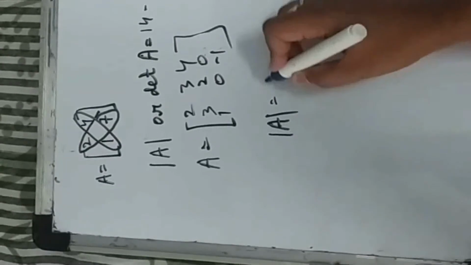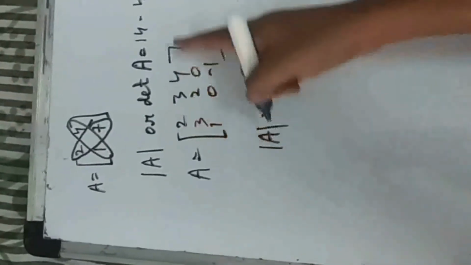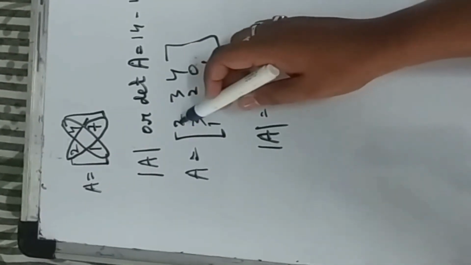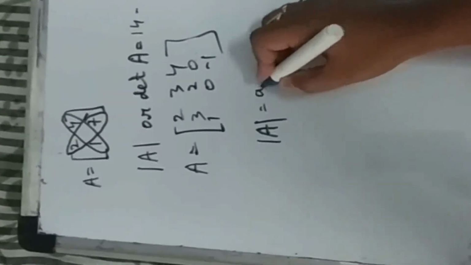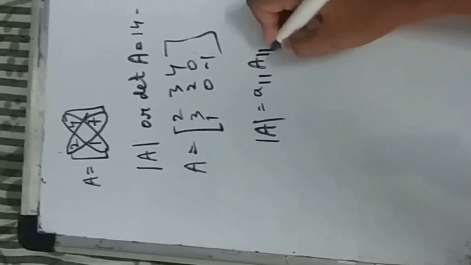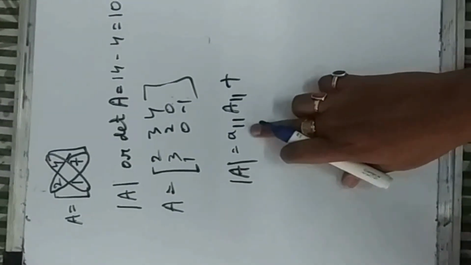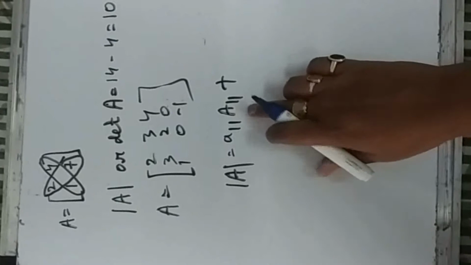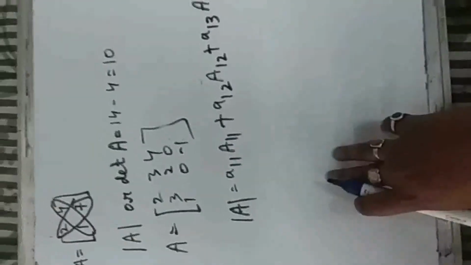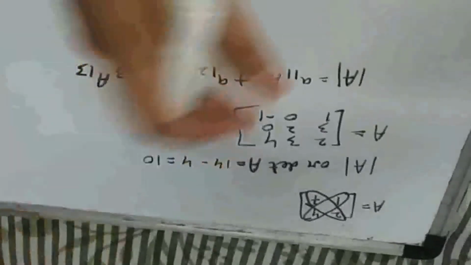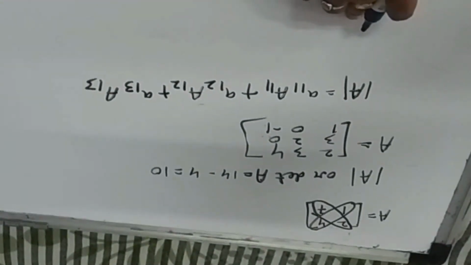And the formula was, if you are expanding by first row, this element is A11, this element is A12, this element is A13, and you have to multiply with their corresponding cofactor. A11 into cofactor of A11, A12 into its corresponding cofactor, and A13 into its cofactor. So this was the rule for calculating the determinant of a 3 into 3 matrix.